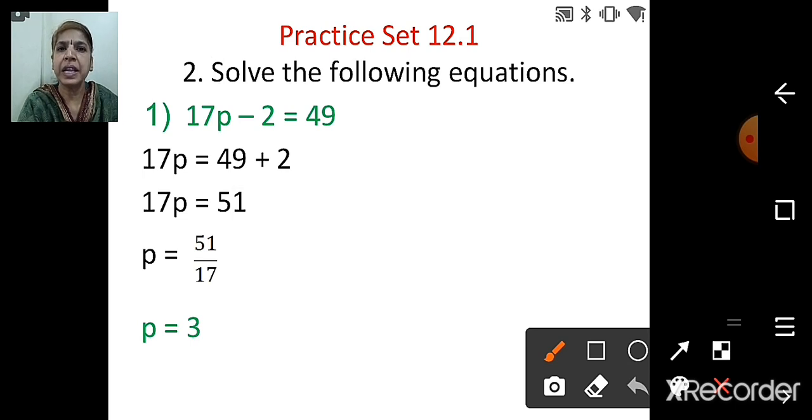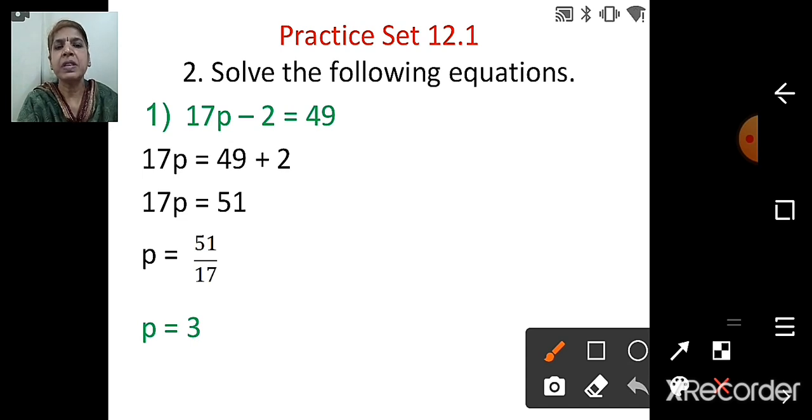So these steps we are not showing here in 8th standard. In previous standard you have done it by this method, adding 2 on both the sides. So same thing we are doing, but we are not showing it. So keeping in mind which operation we have done? We have done adding 2 on both the sides. So when we say adding 2 on both the sides, minus 2 plus 2 becomes 0. So it is 17p is equal to 49 plus 2.